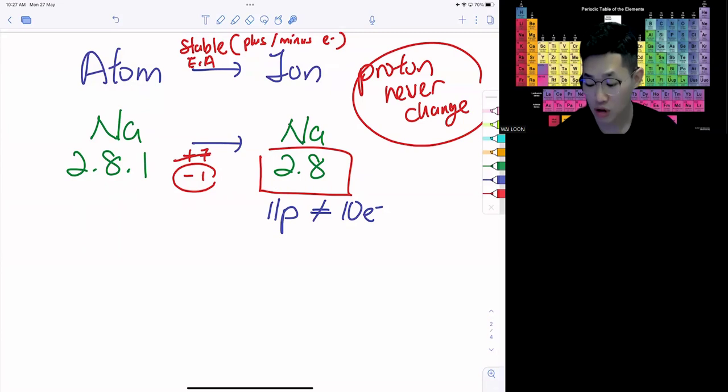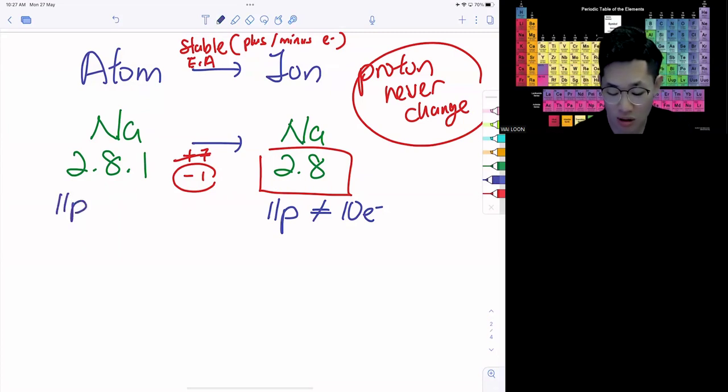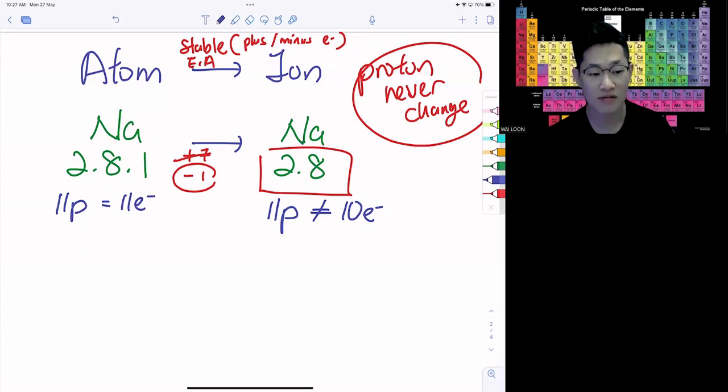Proton is the same, so I write down here in case you forgot already. So Na is 11 proton and 11 electron. At first, that's why no charge. But now we have 11 proton and 10 electron, which is I have 1 proton more than the electron. So Na gets a positive charge. Na plus.